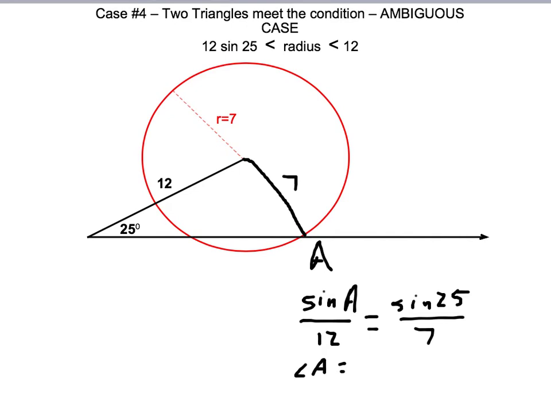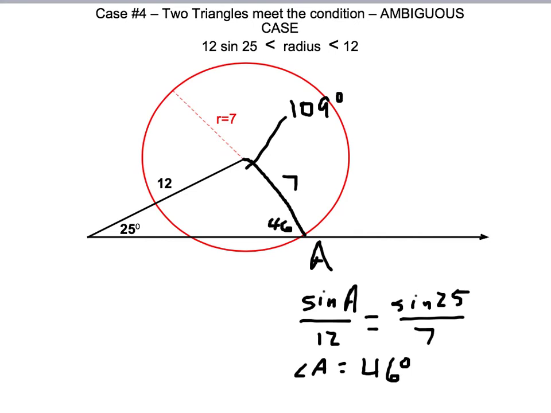And all of you are capable of doing this on your own. So I'm just going to punch this up myself. 12 sine 25 divided by 7. And then take the inverse sine of that. And so what I end up with here, let's just go to the nearest degree, 46 degrees. Alright, so if we have 46 degrees there, then we could do a little triangle sum theorem. 25 and 46, 71 degrees means this is 109 degrees.